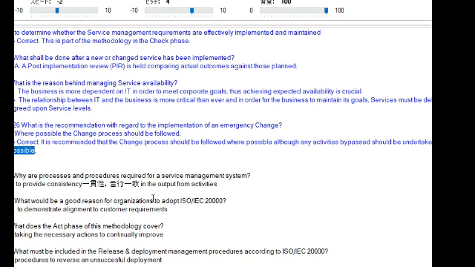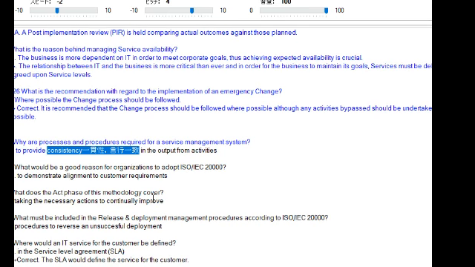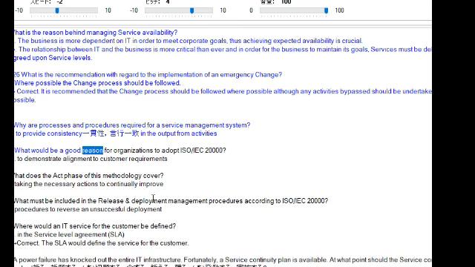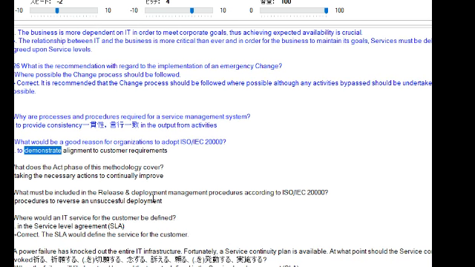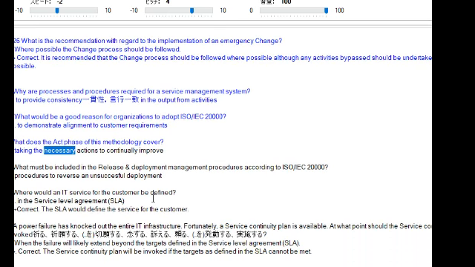as soon as possible. Why are processes and procedures required for a service management system? To provide consistency in the output from activities. What would be a good reason for organizations to adopt ISO/IEC 20000? To demonstrate alignment to customer requirements. What does the ACT phase of this methodology cover? Taking the necessary actions to continually improve.